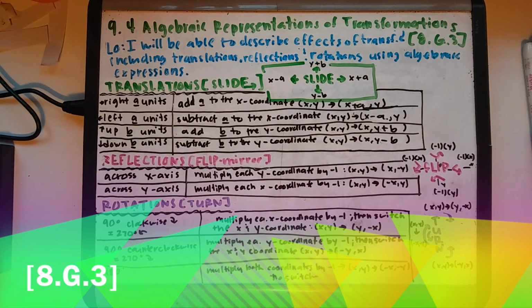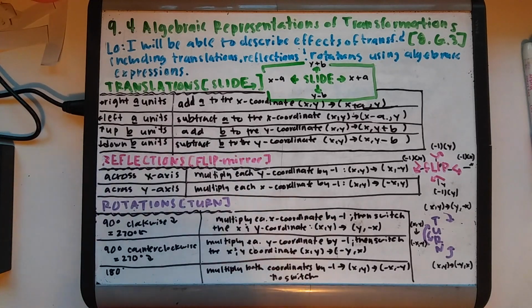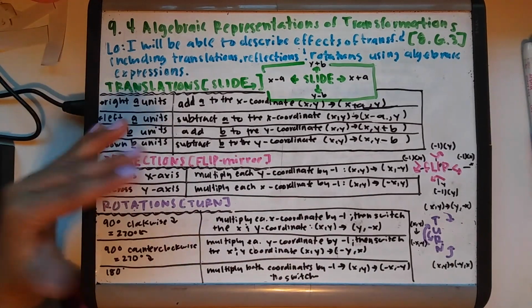Okay, so this is 9.4, maybe the hardest lesson of this module, but we'll see. Algebraic representations of transformations. The objective is to be able to describe the effects of transformations, including translations, reflections, and rotations, by using algebraic expressions with 80% accuracy given the practice problems. So translation, remember you guys, is a slide.